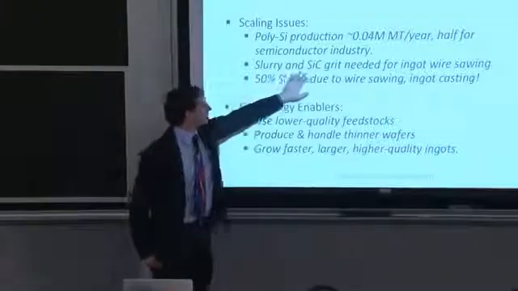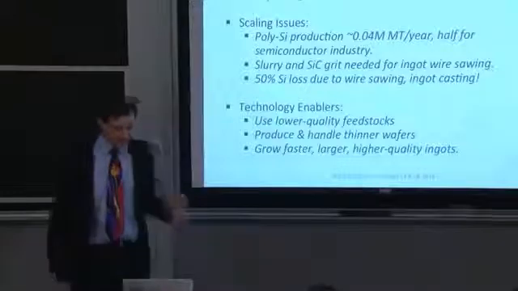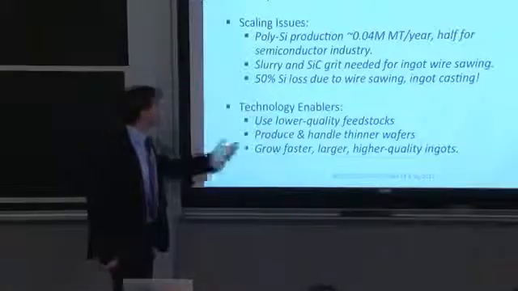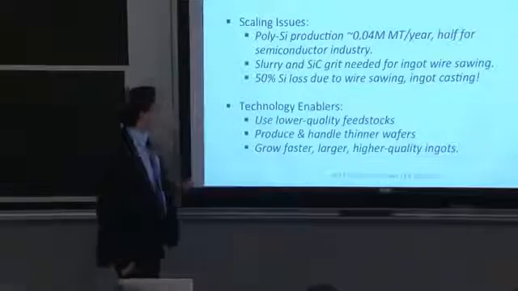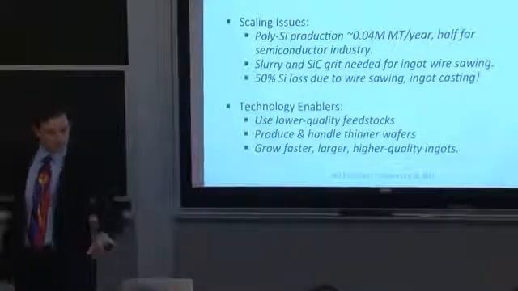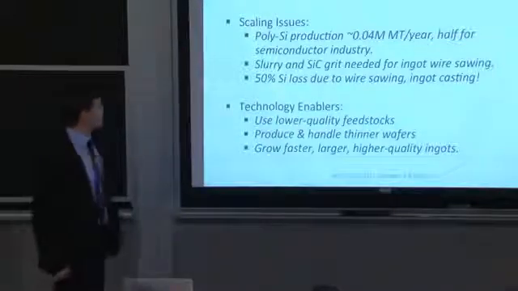The slurry and the silicon carbide grit needed for wire sawing is at some point going to become an issue. These are huge volumes of waste that need to be transported through the factories. And of course, there is the silicon loss due to wire sawing and ingot casting, resulting in only 50% of the silicon in this ingot being used in the actual wafers to make solar cells.